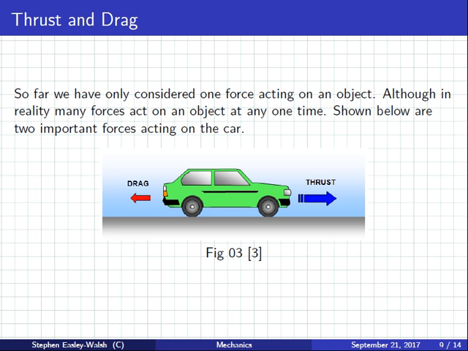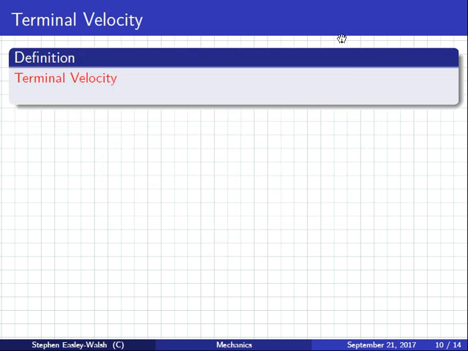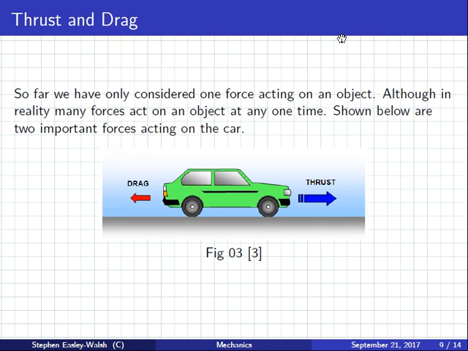Okay? So we definitely need this vocabulary. If you can note this, we have thrust and we have drag. So if you can write that down, please. Got that? What is drag?